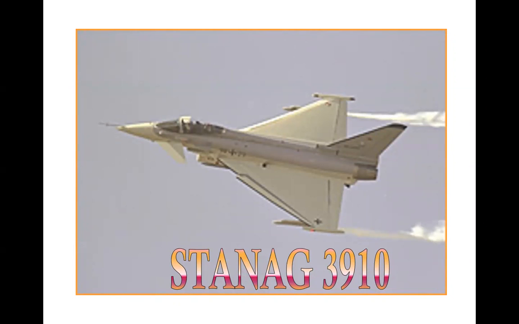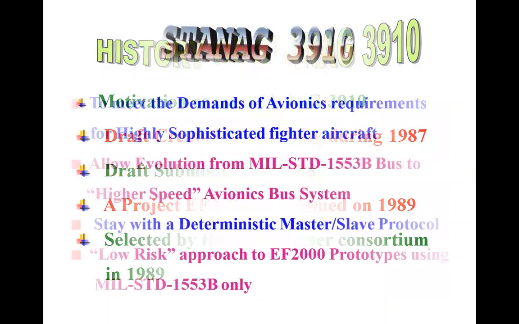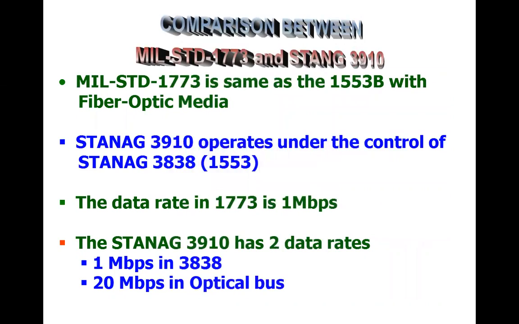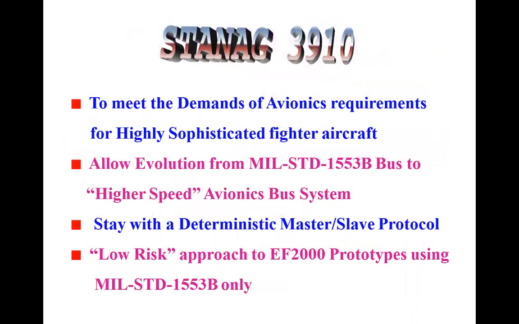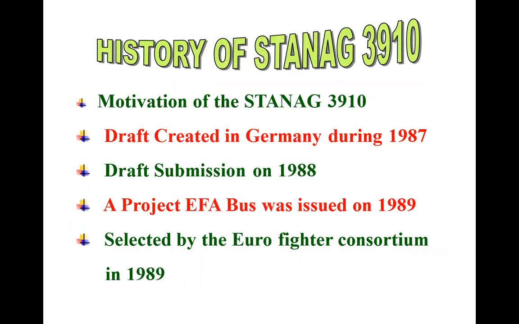This is the STANAG 3910 aircraft. The history of this aircraft is the motivation of STANAG 3910. Draft created in Germany during 1987, draft submission in 1988. A project EFA bus was issued in 1989, selected by the Eurofighter Consortium in 1989.